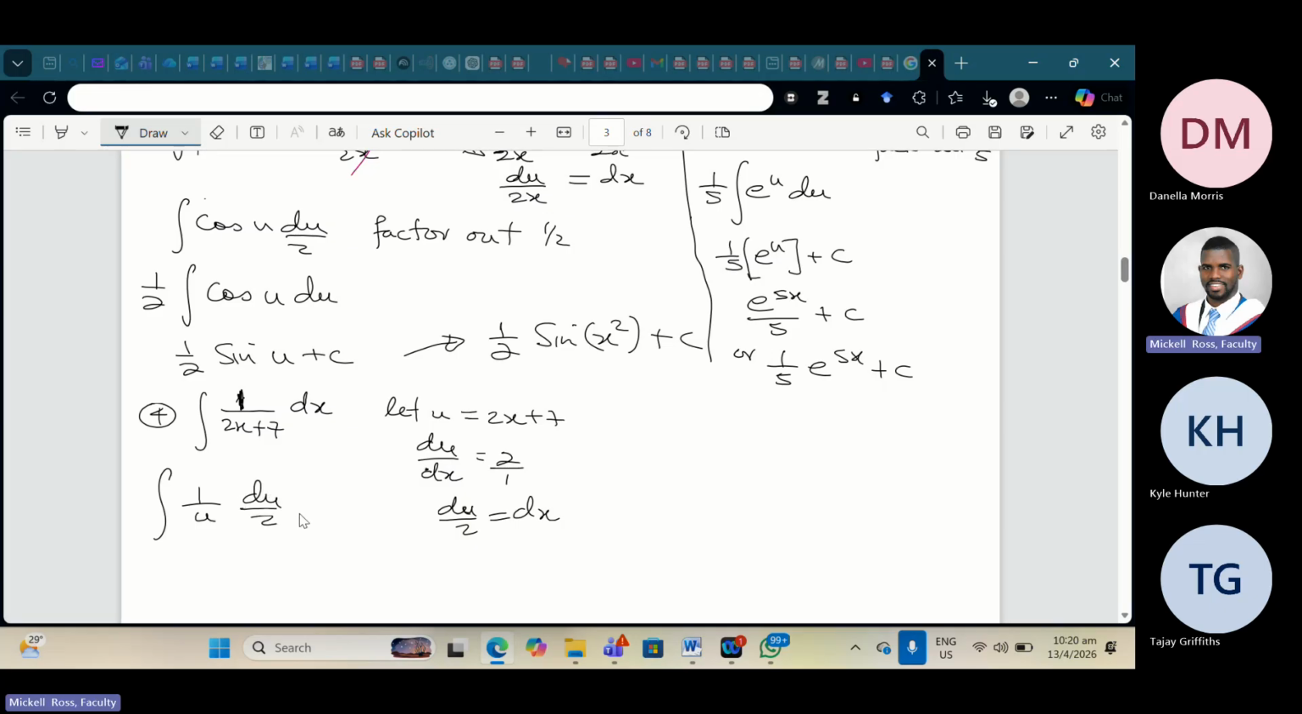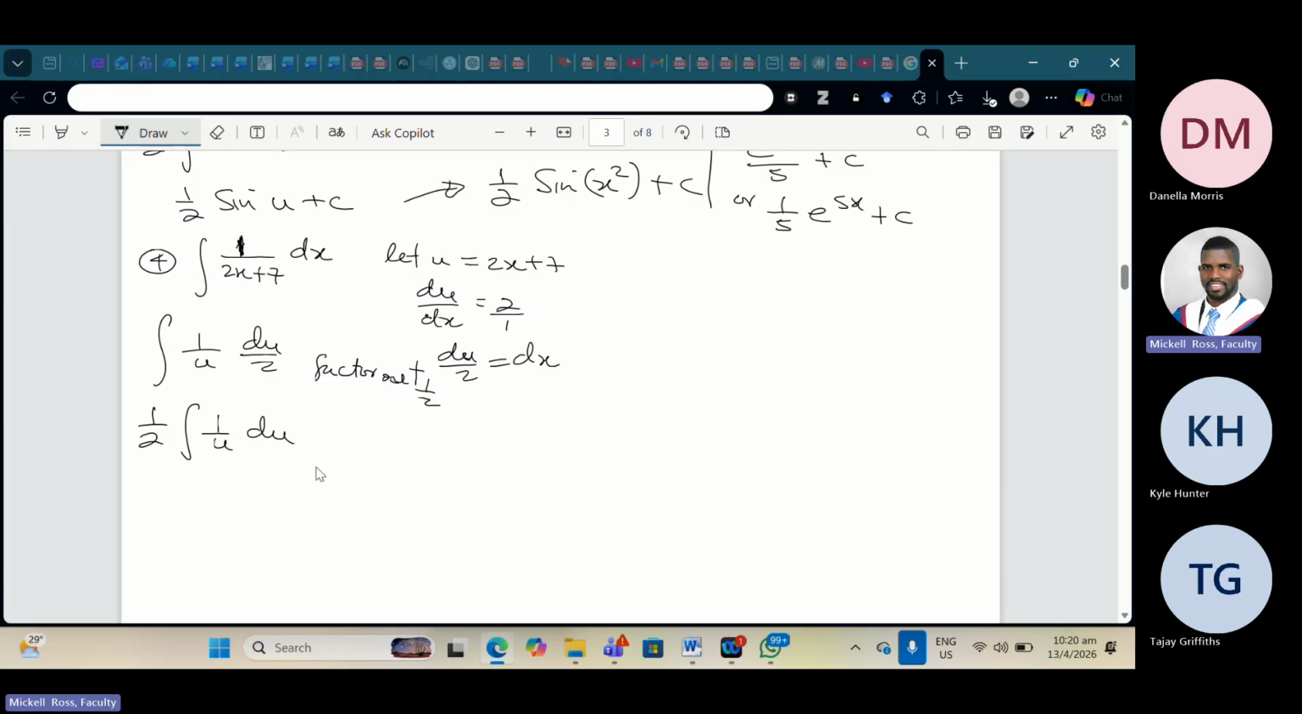du over 2, we're going to factor out 2. Sorry, factor out a half. So we're going to get half times the integral of 1 over u du. And rule number 6 says if we integrate 1 over u, we just get ln of u plus c, but we know what u is. So it's going to be half times the ln of 2x plus 7 plus c.